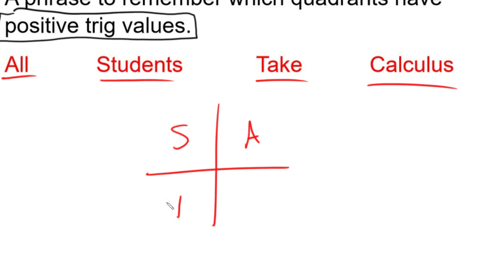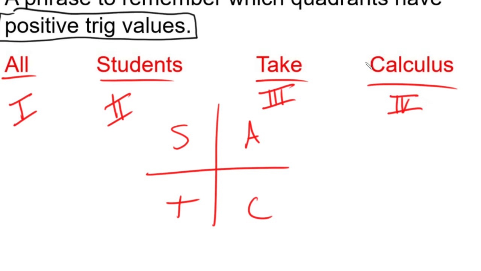All students take calculus. So this is talking about quadrant 1, quadrant 2, quadrant 3, and quadrant 4. And the all part means that all of the functions are positive in quadrant 1. So these go in order of quadrant 1, 2, 3, 4. S means that sine is positive, as well as cosecant, right? Sine and cosecant are positive. The rest are negative. So these are telling us which is positive. So then, by process of elimination, all the rest must be negative.